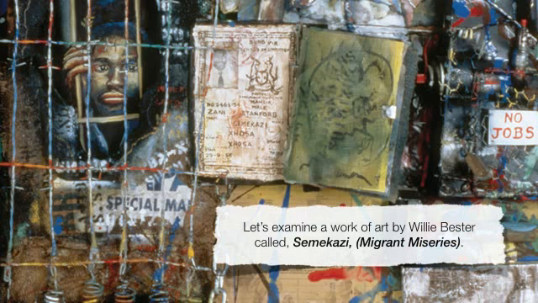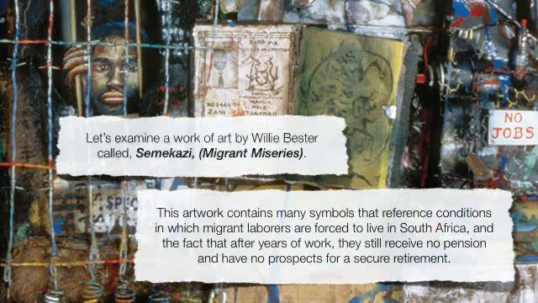Let's examine a work of art by Willie Bester called Samokazi Migrant Miseries. This artwork contains many symbols that reference conditions in which migrant laborers are forced to live in South Africa, and the fact that after years of work they still receive no pension and have no prospects for a secure retirement.